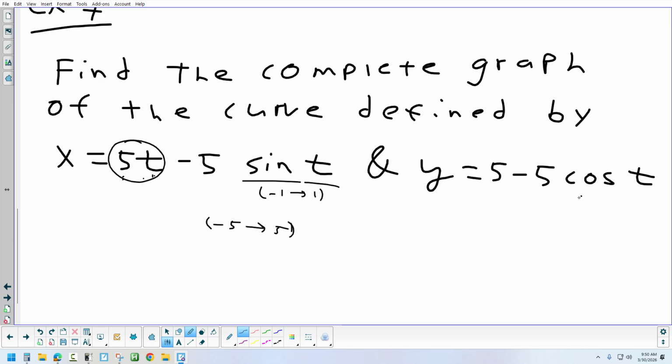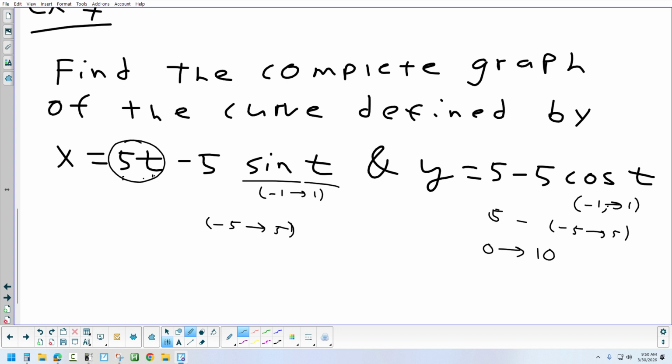But y is bounded. This part is between -1 to 1. When I multiply that by 5, I get something between -5 and 5. And now I'm going to take 5 and subtract something between -5 and 5. So the smallest I could ever go is 0, if I had 5 minus 5. And the biggest I could go is 5 minus -5, which would be 10. So I know my y is trapped between 0 and 10, but my x's go forever.